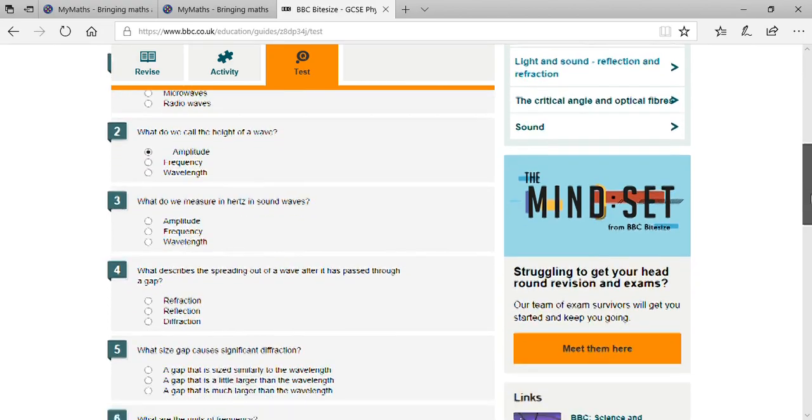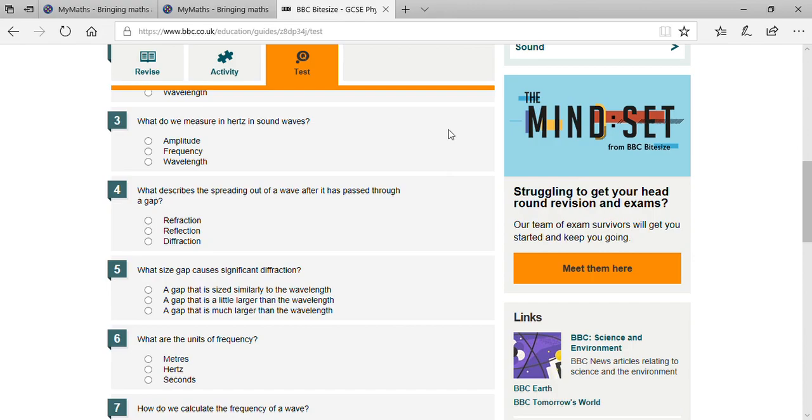The third question is, what do we measure in hertz in a sound wave? Yes, that's frequency, because hertz is the SI unit of frequency. What describes the spreading out of a wave after it has passed through a gap? Yes, because I didn't tell you refraction in this topic. It is the best definition written here: spreading out of a wave after it has passed through a gap is known as diffraction.